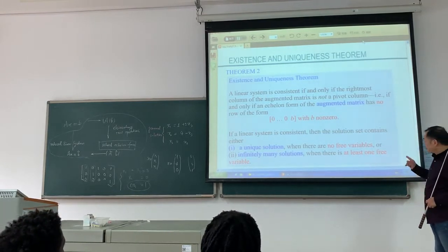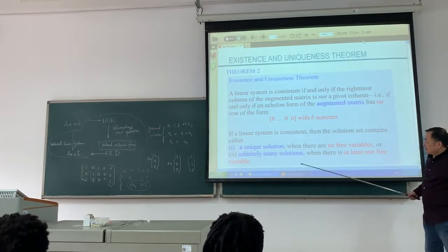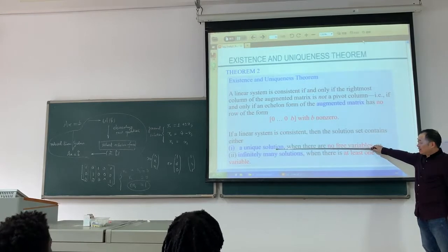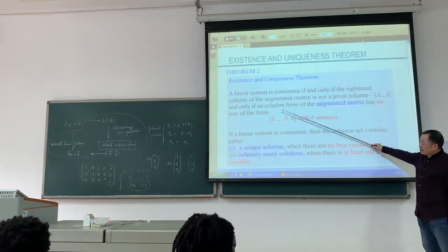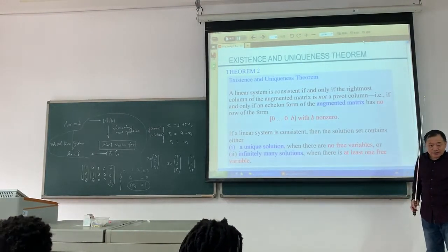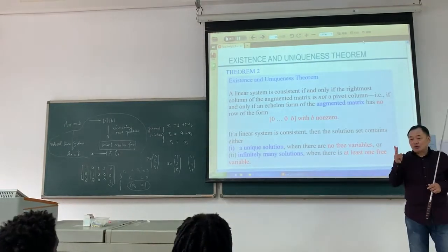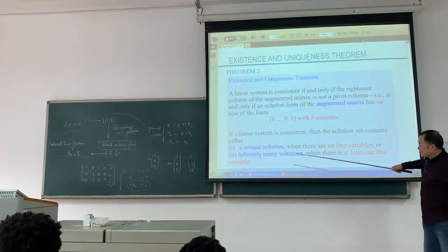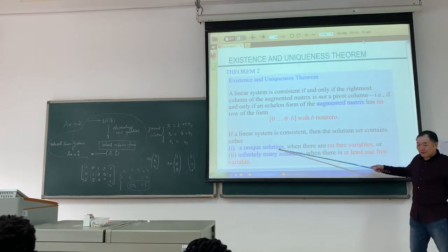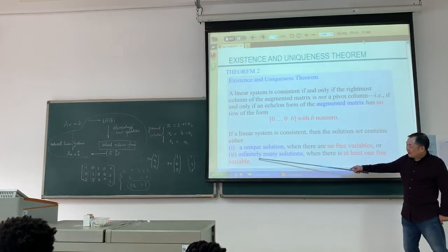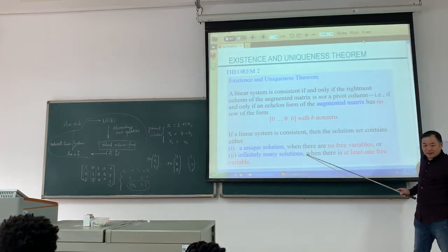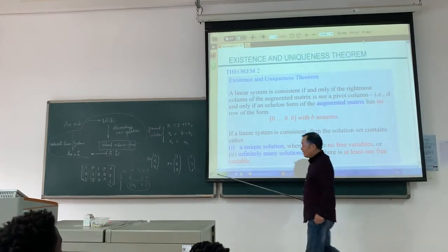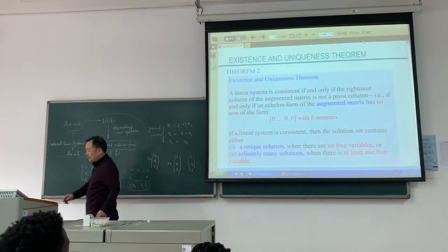And now, if a linear system has a solution, then two cases happen. One is it has a unique solution, and another is infinitely many solutions. Understand? Okay. We see examples.